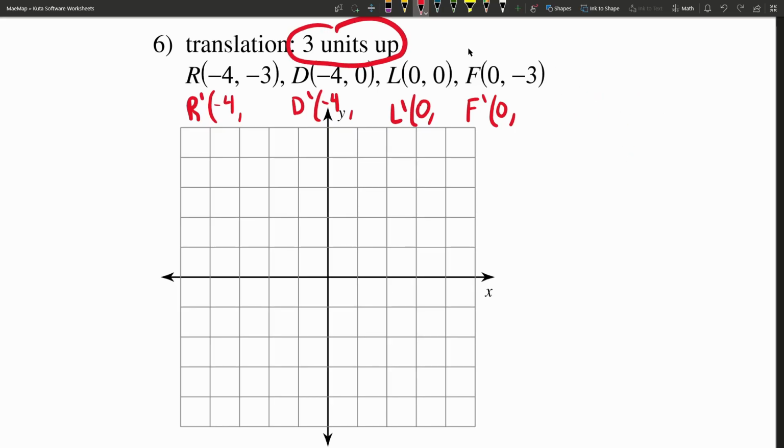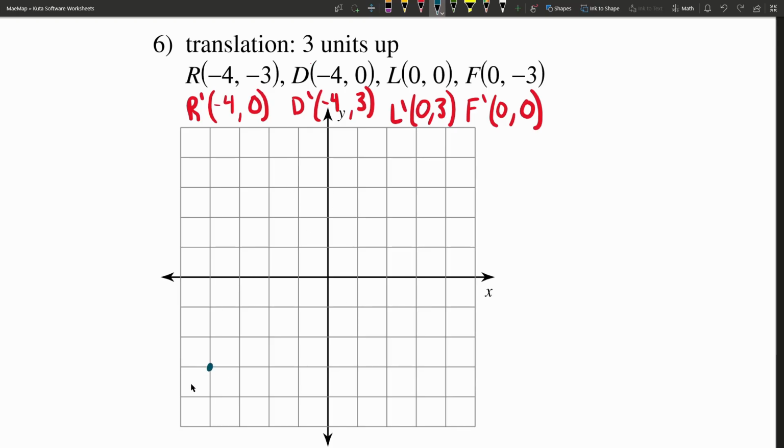So 3 units up, we're moving 3 units in the positive y direction, so we're going to be adding 3. -3 plus 3 is going to give us 0. 0 plus 3 is going to give us 3. 0 plus 3 is going to give us 3. And -3 plus 3 is going to give us 0. So here are my new coordinates of my translated figure. But let's start by graphing our original figure, and then we'll graph our translated figure. So R originally starts at (-4, -3).